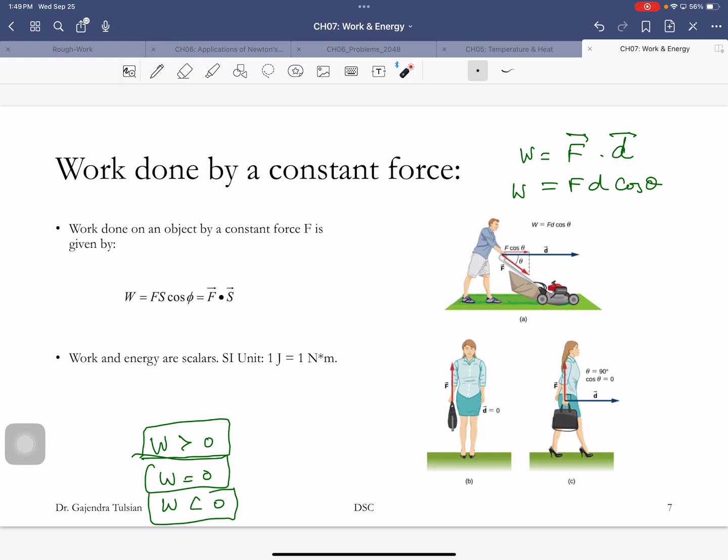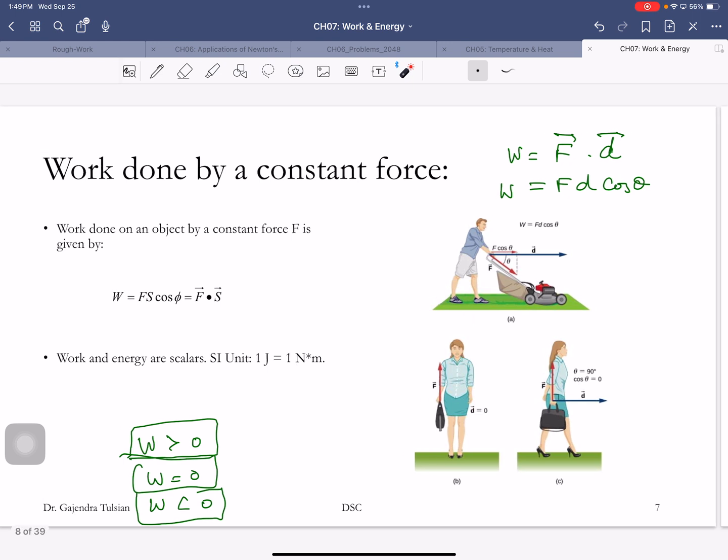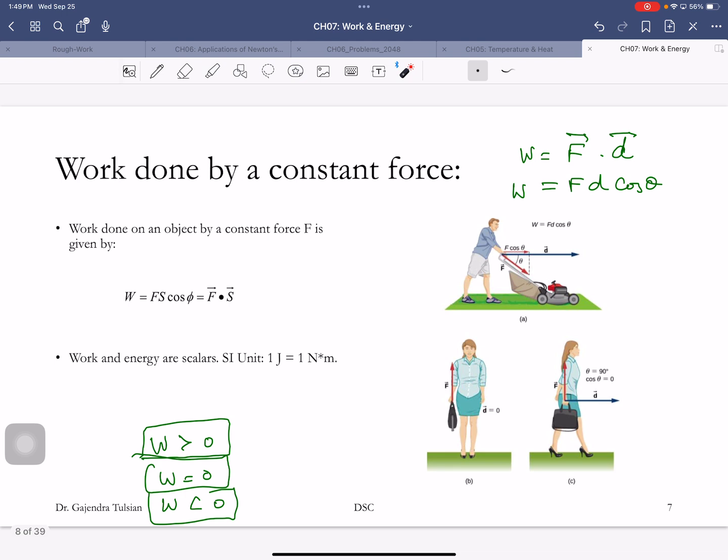Okay. So this was the formula when the force was constant and the object was moving in a straight line. So now we'll do it where the force is changing and the object is not moving in a straight line. But we'll do it one piece at a time. First we'll make the force change, and then later we'll make a non-straight path. So first we'll consider where the force is changing, but the object is still moving in a straight line.